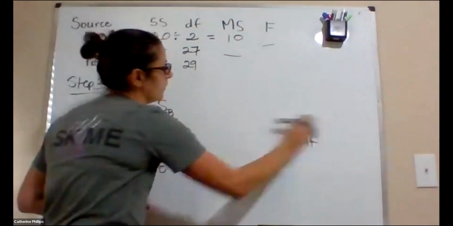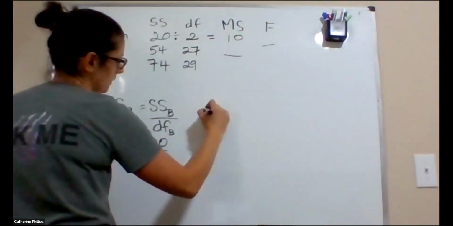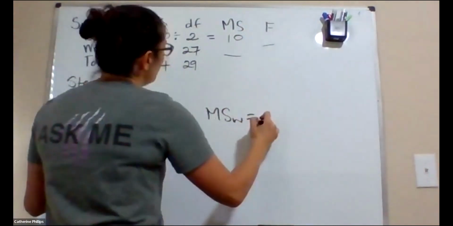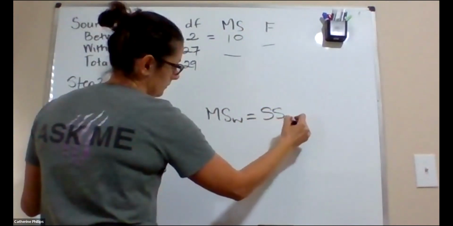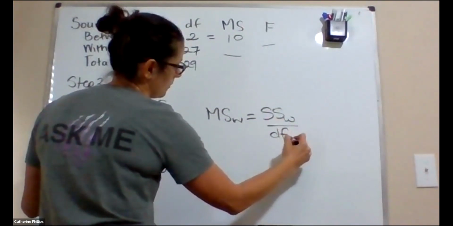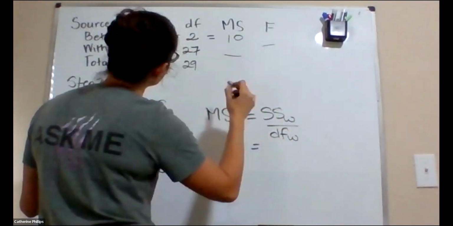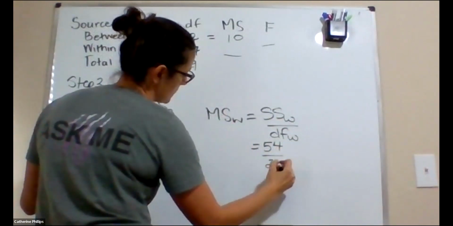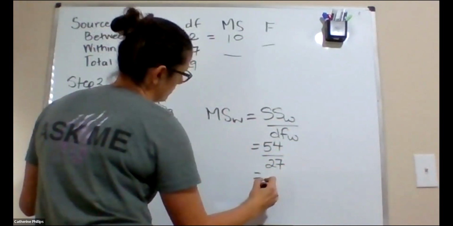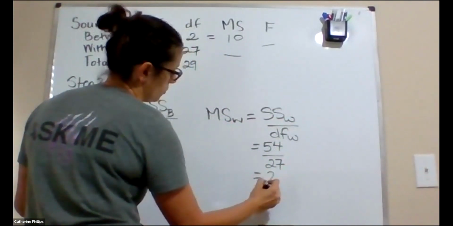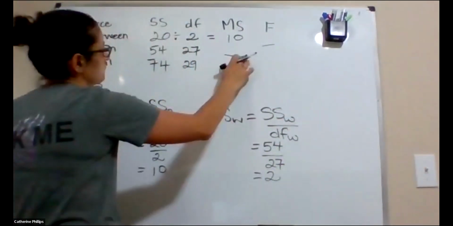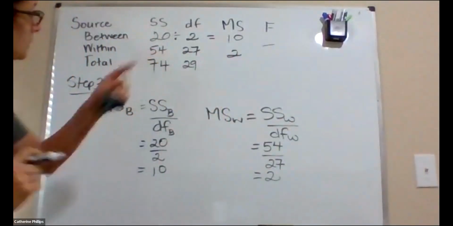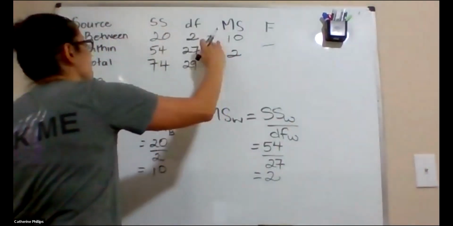And we'll do the same for mean square within. Sum of squares within divided by degrees of freedom within. 54 divided by 27, which is 2. So we're getting close to that F statistic, okay?